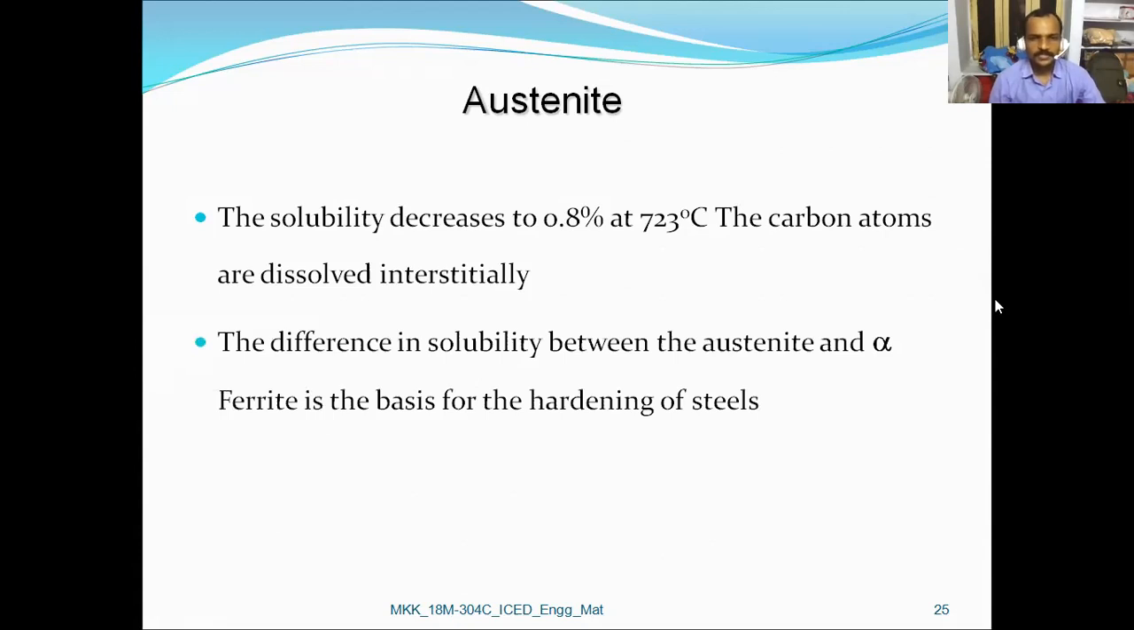So the difference in solubility between austenite and alpha ferrite is the basis for hardening of steels, nothing but whatever the sentence says. Hardening of steels depends upon this particular solubility factor.